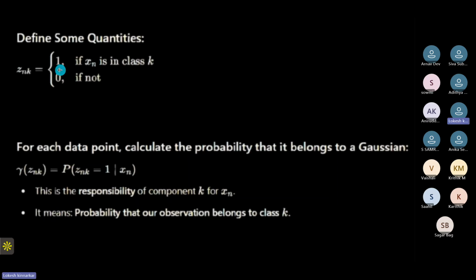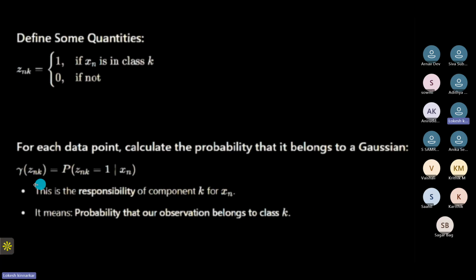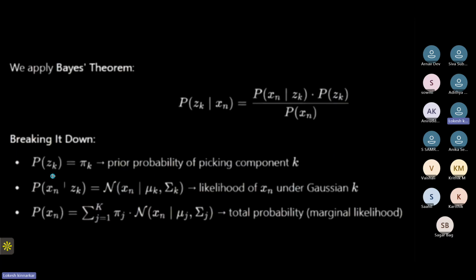So for each data point, since we don't know which particular Gaussian generated our data point, we calculate the expectation of that particular Gaussian generating a data point. So this is what we define in the expectation step of our algorithm. That is the responsibility of component K for xn. So it essentially means the probability that our observation belongs to a particular class K. Since I said we don't know which Gaussian generated a data point, we instead focus on computation of the responsibilities.